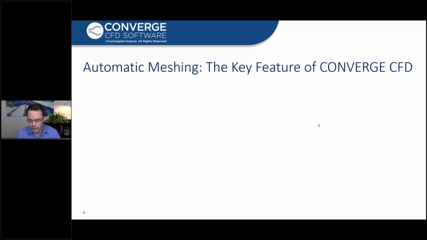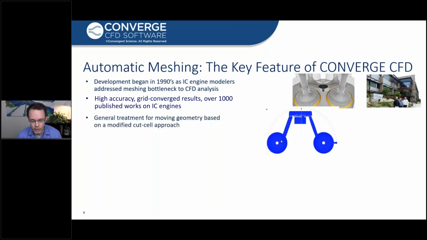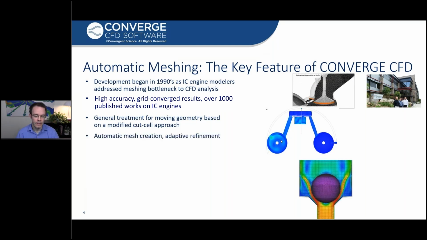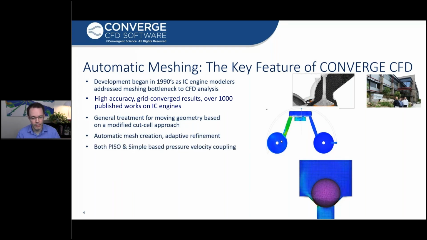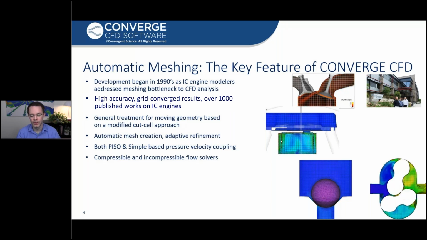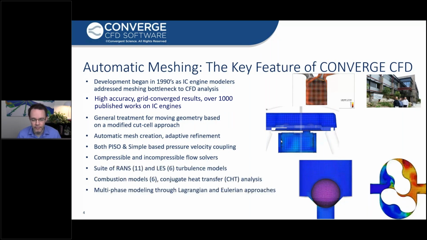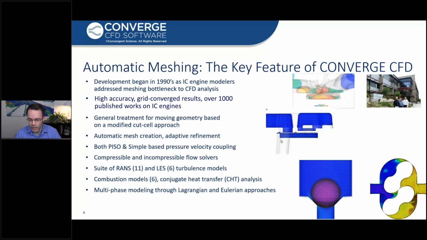Before we get too much into the physical models and the multi-phase features, I want to spend a little bit of an intro to talk about Convergent Science and Converge in particular. The automatic meshing is really the key trademark of the software. It was developed in the 90s to allow simulations on complex moving geometries with a very user-friendly approach to determining an automatic and accurate grid. The mesh is created with both adaptive mesh refinement and other meshing strategies. There's a variety of numerical models available for users to choose from depending on their types of flows, including compressible and incompressible flows, and a huge suite of models available for turbulence, combustion, heat transfer, and, like most of our talk, multi-phase flow modeling.